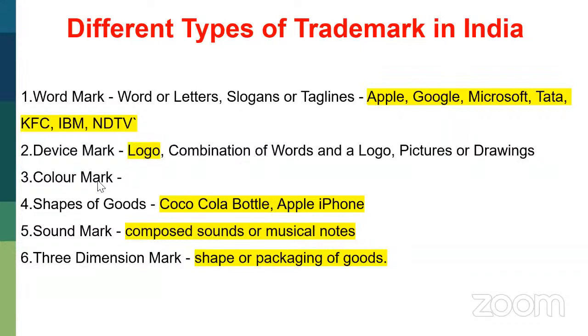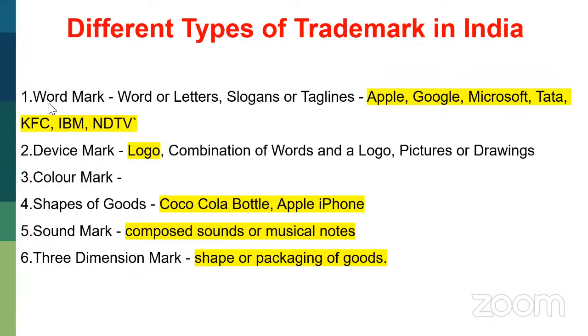And color mark, as I said, is a color combination. Shape of the goods: like a Coca-Cola bottle, Apple iPhone, and other shapes. Even the shape of bottles, the shape of anything, right? Water bottles or any bottles, everything can come under the shape of the goods. And sound mark, as I said, composed sounds or musical notes come under sound mark. And the three-dimensional mark is also there.